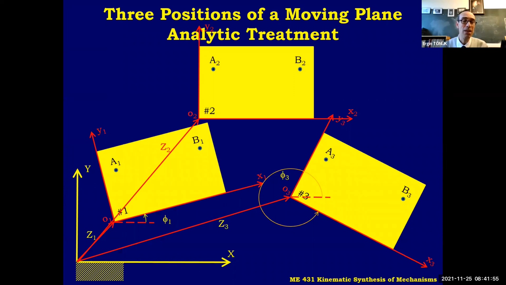Well, last time we just made a very brief introduction to analytic treatment of three positions of a moving plane. If you remember, the graphical treatment, especially if you're after a four bar, is quite simple. Just let's remember it. If we have three positions of a homologous point, it defines a circle uniquely. So once you select, say, A1, A2 and A3 are known based on the positions of the plane.